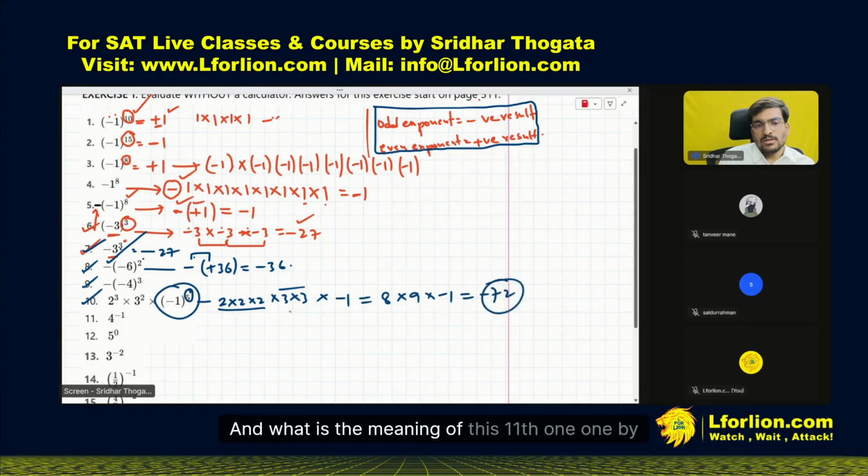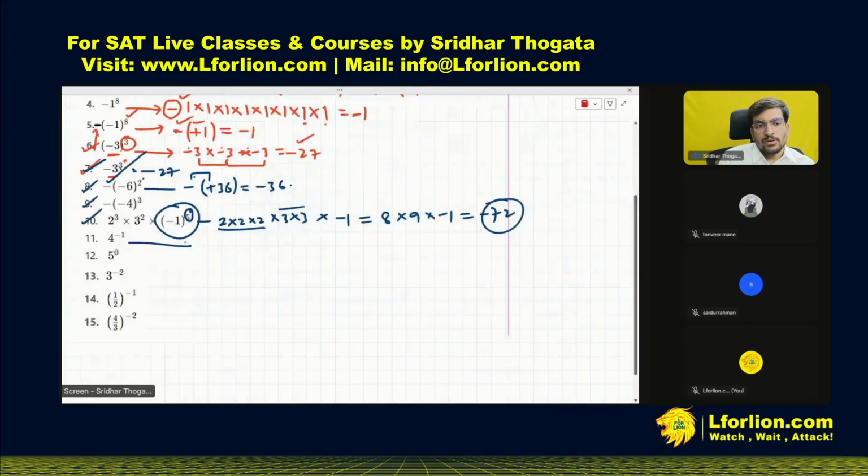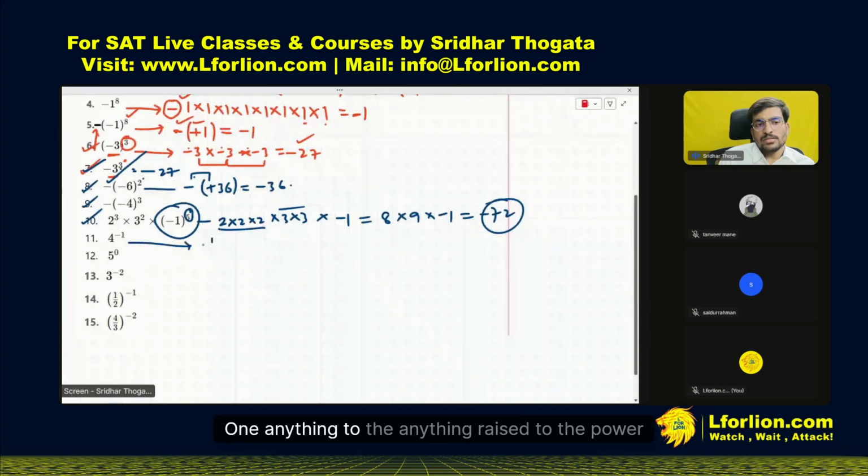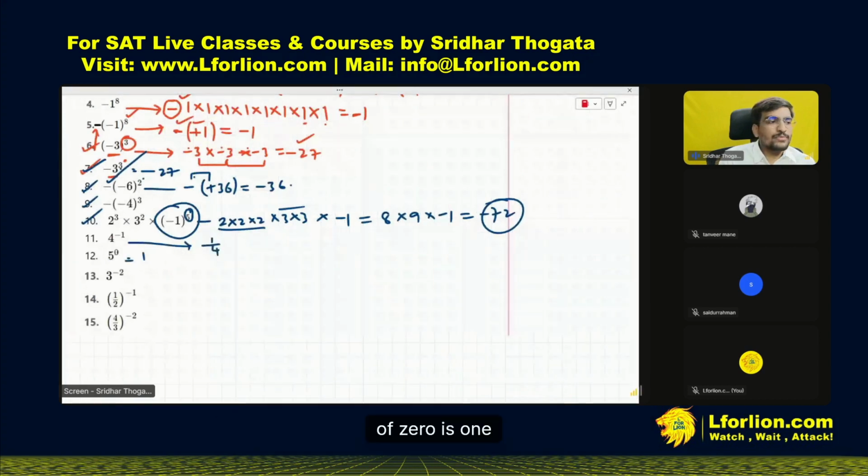And what is the meaning of this 11th one? 1 by 4. What's the answer for 12th one? 1. Anything raised to the power of 0 is 1. And 3 raised to the power of negative 2, that is 1 by 3 square. And what is 14th one? I'll just do 15th one, you try 14th one.